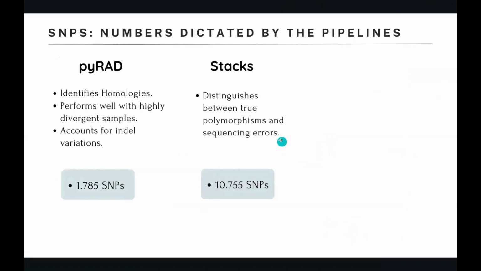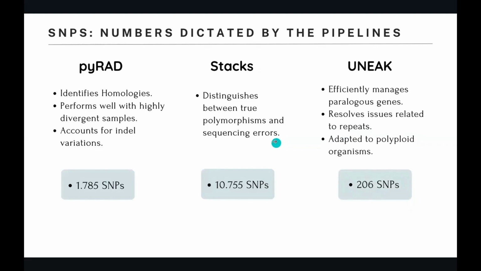So as I mentioned earlier, we used 3 different pipelines for SNP calling: PyRAD, Stacks, and Uneak. These pipelines produced varying numbers of SNPs, as expected due to the difference in their approach and algorithm. The PyRAD pipeline identifies homologous regions, performs well with highly divergent samples, and accounts for indel variation. It generates 1,785 SNPs.